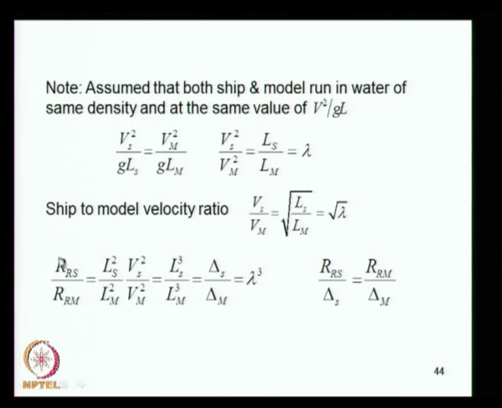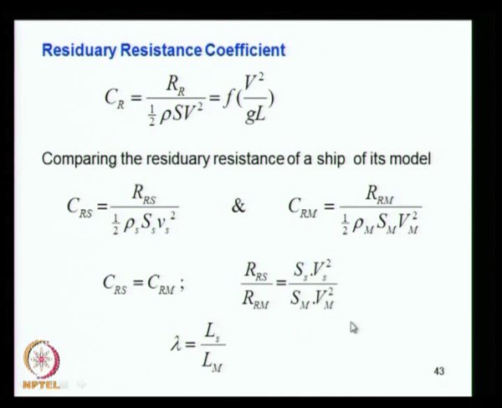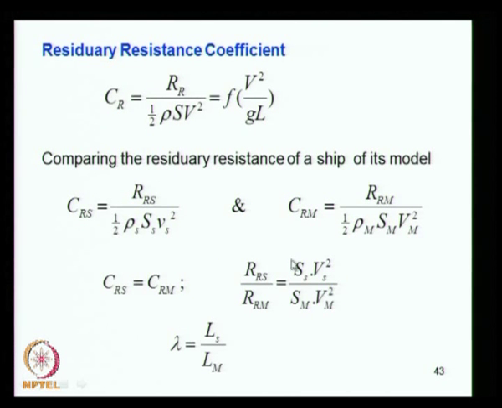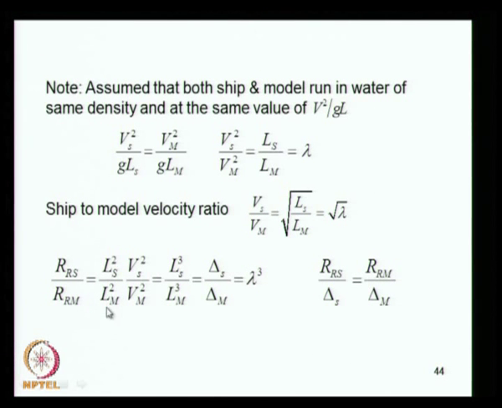The ratio of the residual resistance of the ship RRS to the residual resistance of the model is equal to Ls square by Lm square into the ratio of the speeds squared. From the above, we can put it in terms of L. Using the scale, Vs square by Vm square is equal to lambda, so this is equal to lambda.